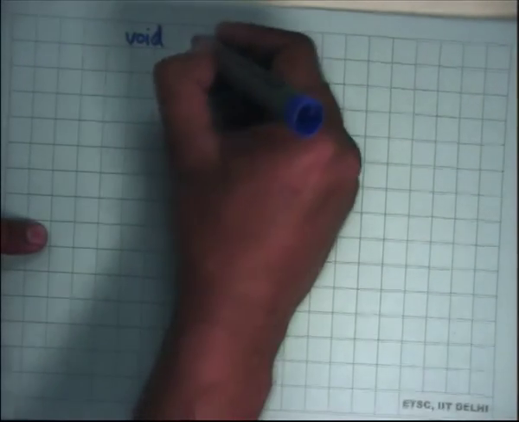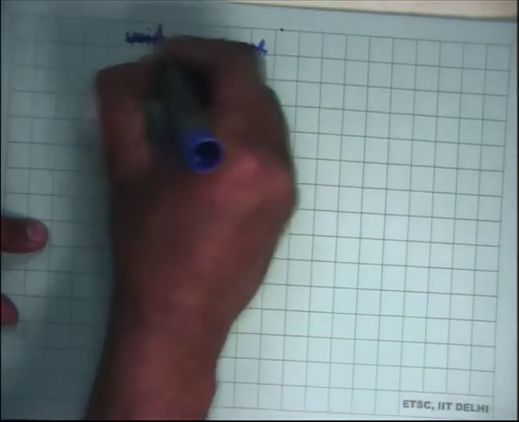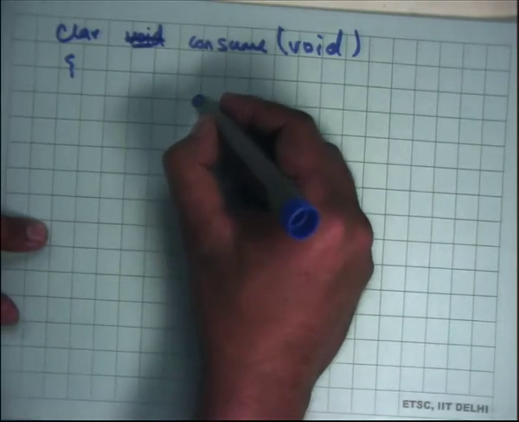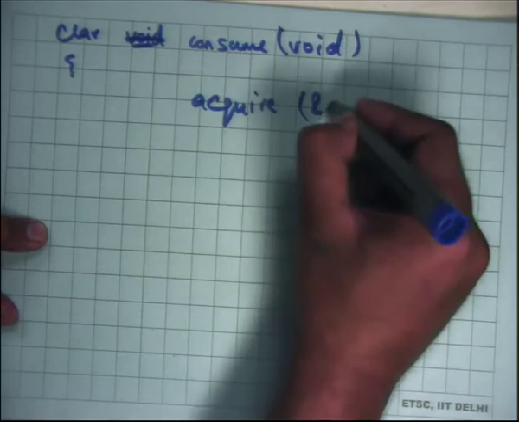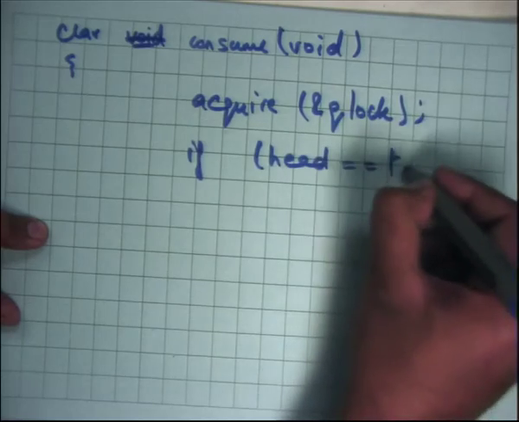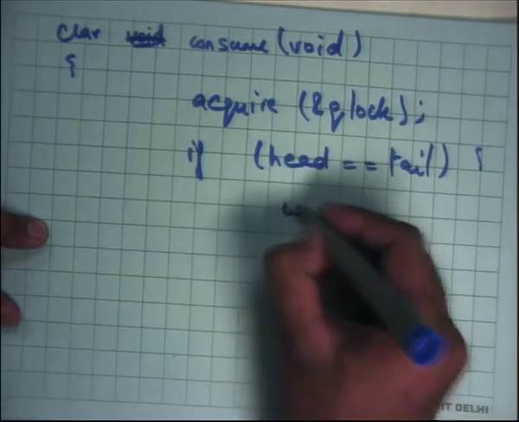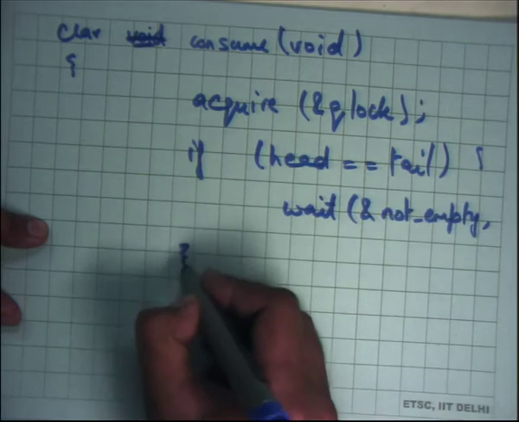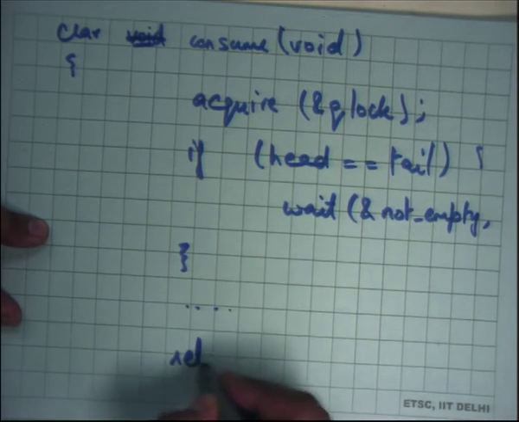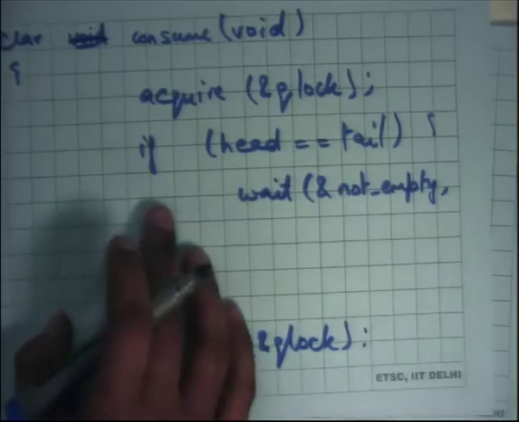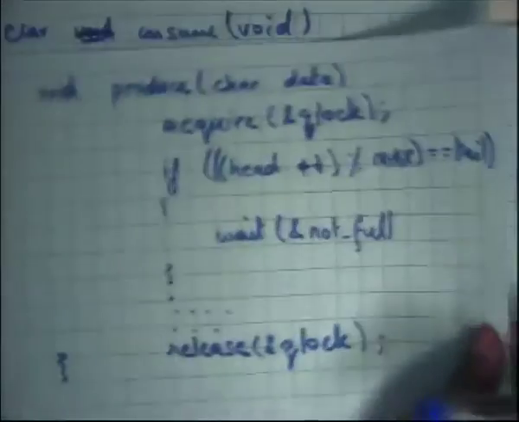So, good. So, let us say similarly char consume void is basically going to say acquire, it is also going to acquire the q lock, it is going to check if head is equal to tail, then wait on not empty, right, and then do whatever you like, and then release q lock, right. Okay. So, now as was pointed out, there is a problem with this code.